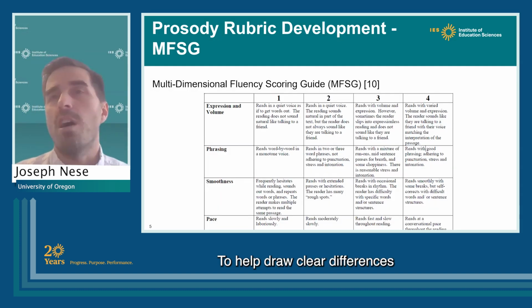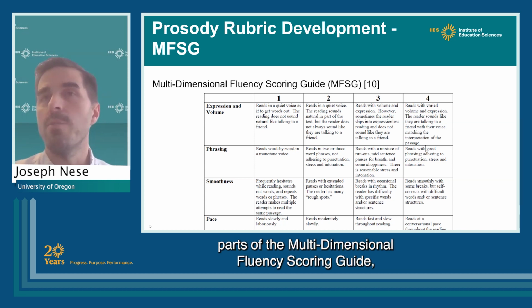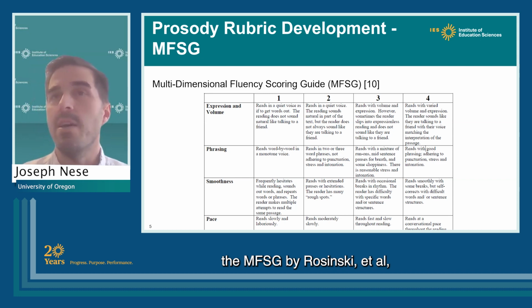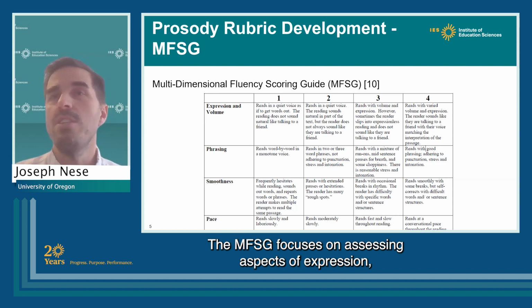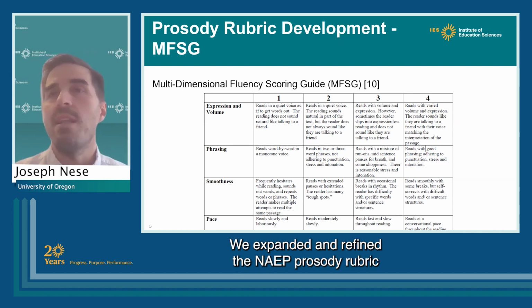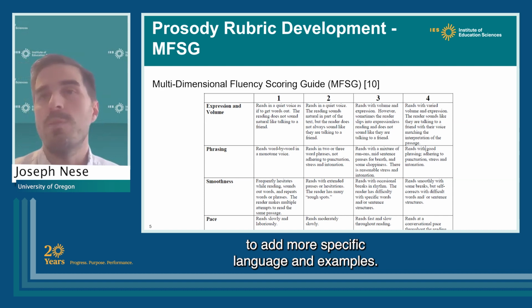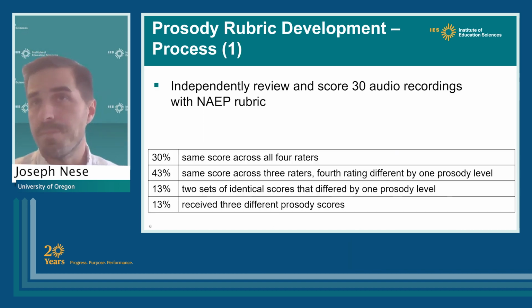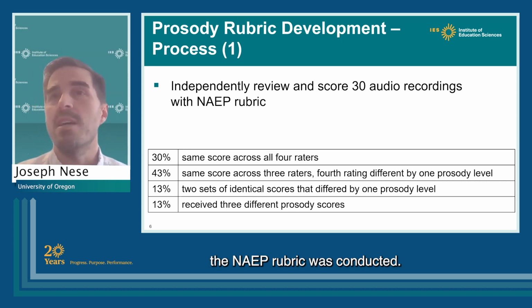To help draw clear differences between the 4 prosody levels across grades, parts of the multidimensional fluency scoring guide, the MFSG by Rosinski et al., were incorporated into the original NAEP rubric. The MFSG focuses on assessing aspects of expression, phrasing, smoothness, pacing, and accuracy. We expanded and refined the NAEP prosody rubric with select parts of the MFSG to add more specific language and examples.